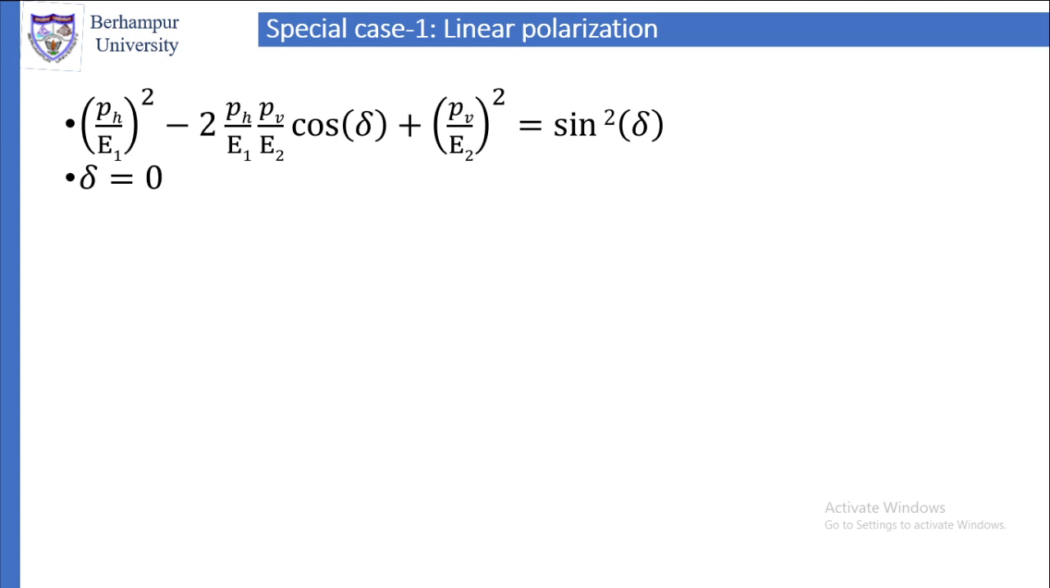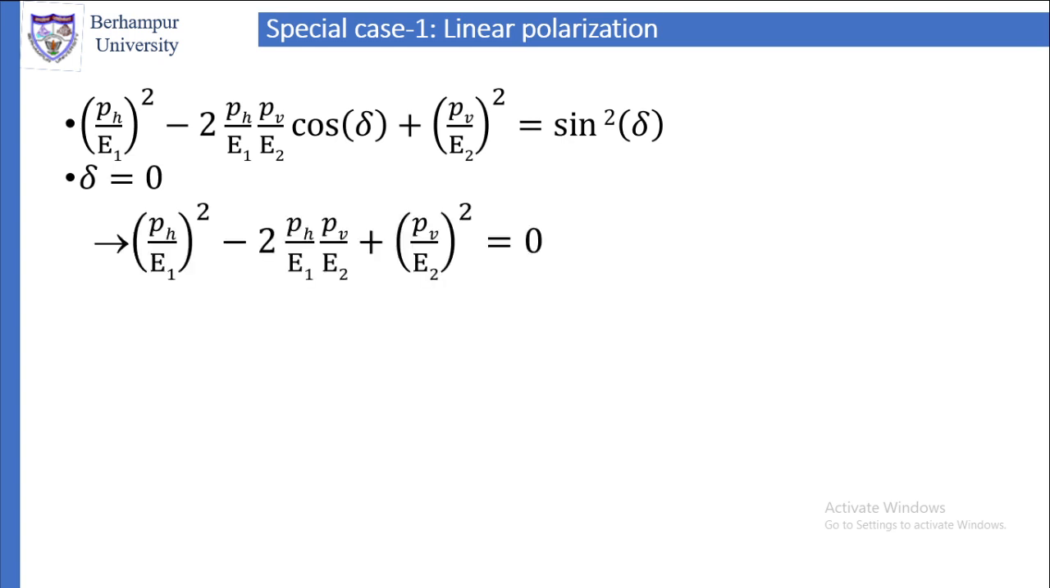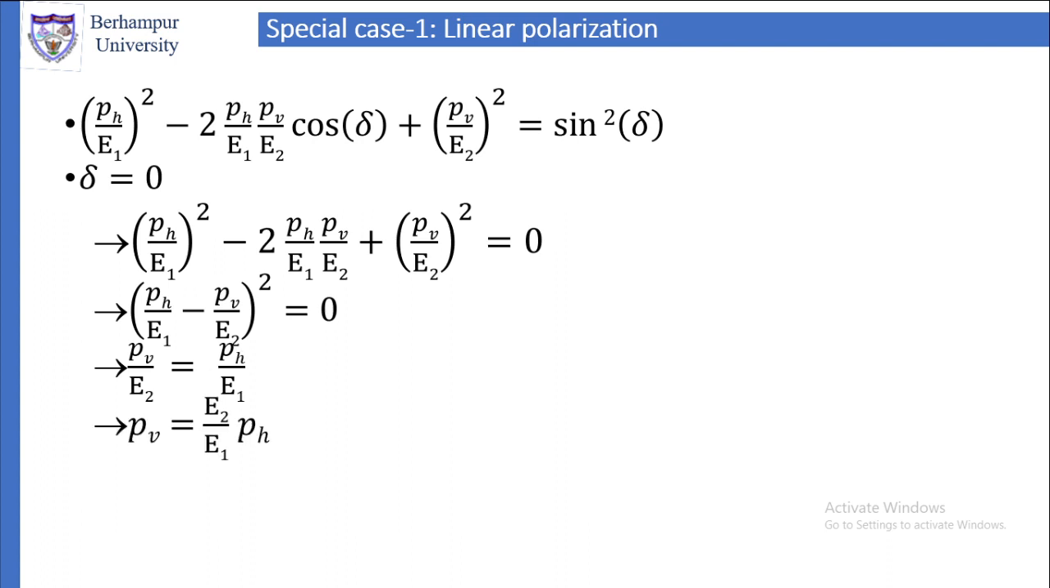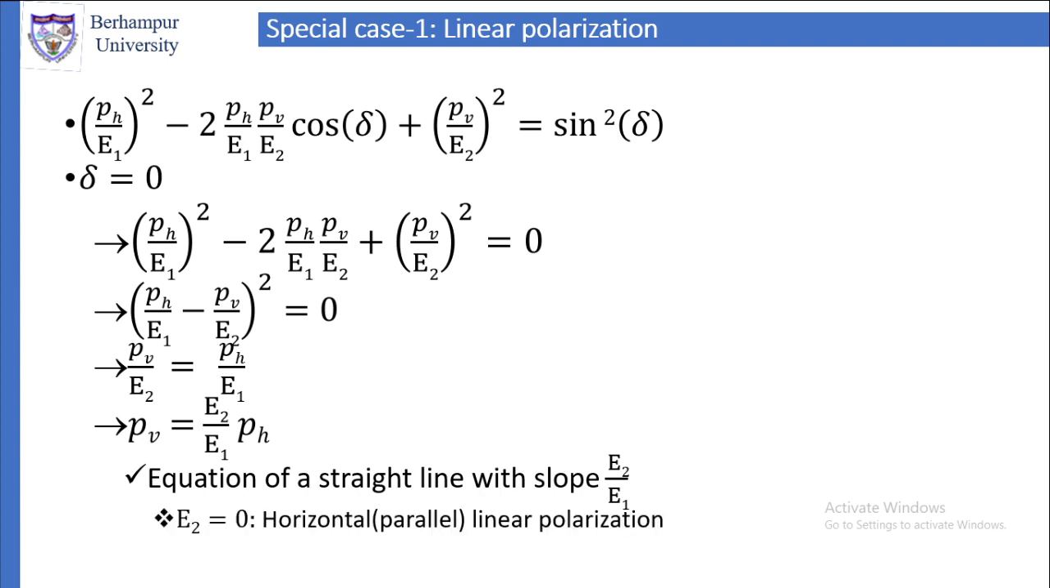So let me take delta is equal to 0. If delta is equal to 0, sin delta is equal to 0, sin square delta is equal to 0, and cos delta is equal to 1. So this equation now becomes (PH by E1) square minus 2 PH by E1 PV by E2 plus (PV by E2) square is equal to 0. This is the same as (PH by E1 minus PV by E2) whole square is equal to 0, which means PV by E2 is equal to PH by E1, or PV is equal to E2 by E1 PH, which is the equation of a straight line with a slope E2 by E1.